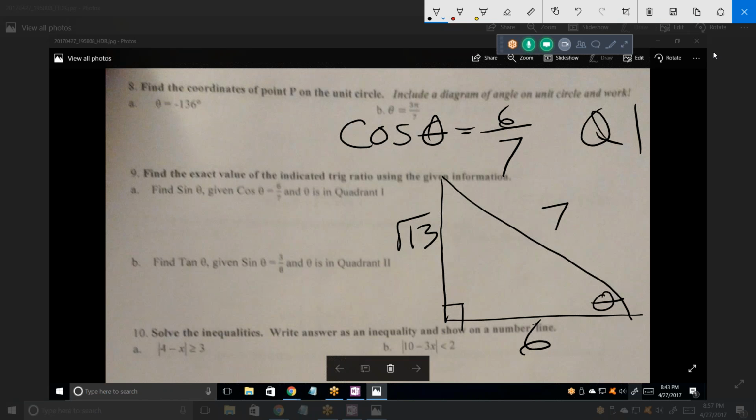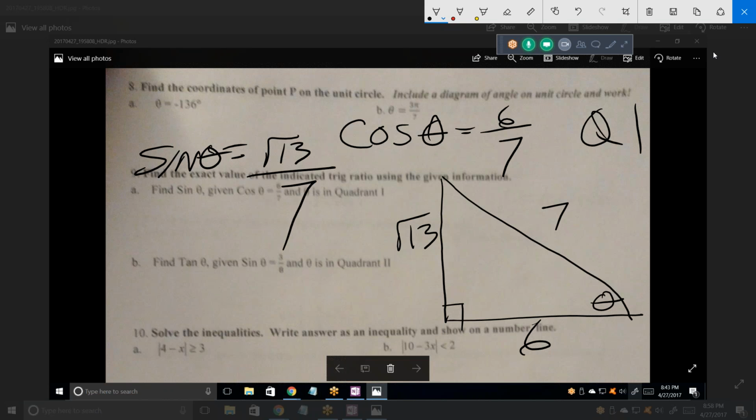Now, once we got this triangle fully dimensioned, I can give you any trig function. I know it's in the first quadrant, so they're all positive. Tell me what the sine of theta is. It's root 13 over 6. Over 7. Oh, yeah, sorry. Opposite over hypotenuse. Now, notice the most important thing in this problem.